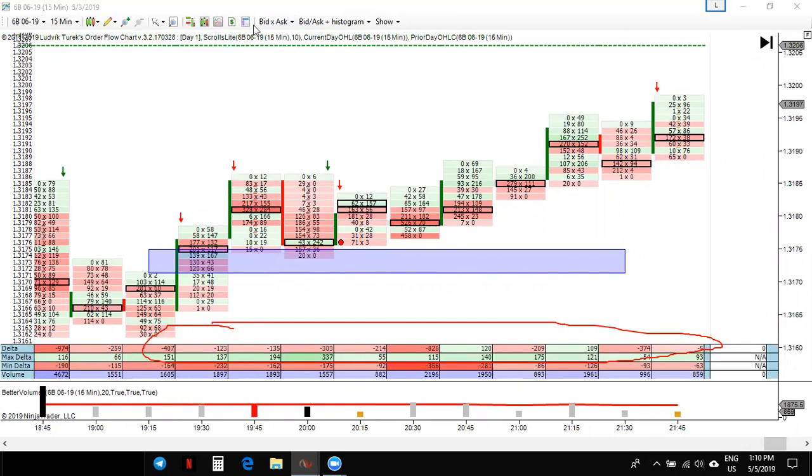Okay, let me use some of my tools over here. So, for example, while looking at the footprint, we can simply say that this is absorption. We have 1, 2, 3, 4 candles trying to sell. Why do I say sell? Because you see, the bar is dominated by red. It's all red, man. But price is not really going anywhere.